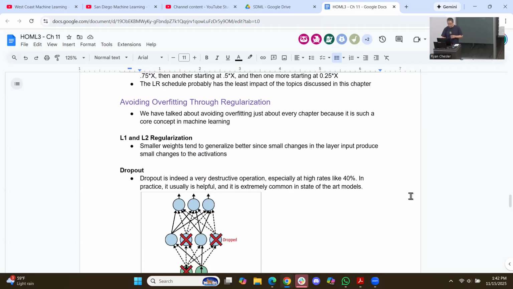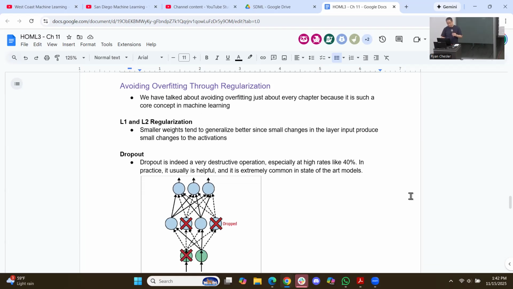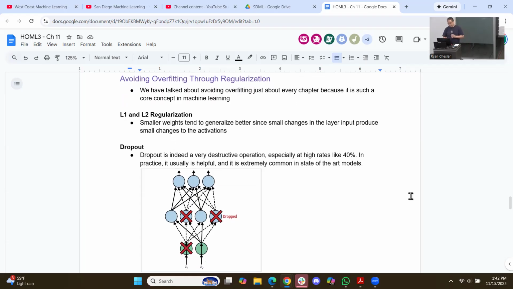All right. Last section, we always talk about overfitting. There are some very important techniques, and we will continue to talk about overfitting as we get into the other chapters. We talk about special architectures. There are some things that are more common for computer vision models, some things that are more common for language models. We'll get into that.